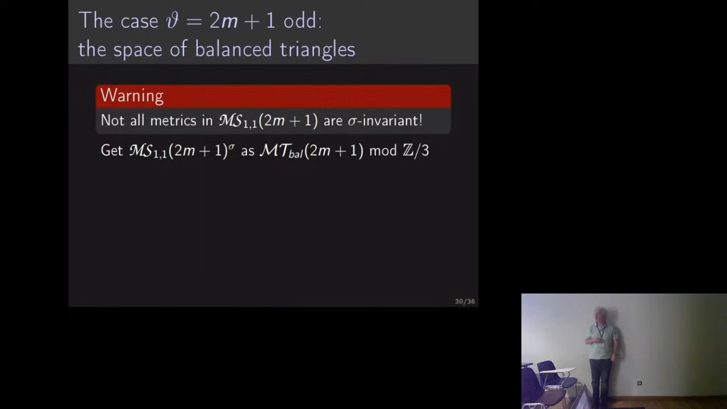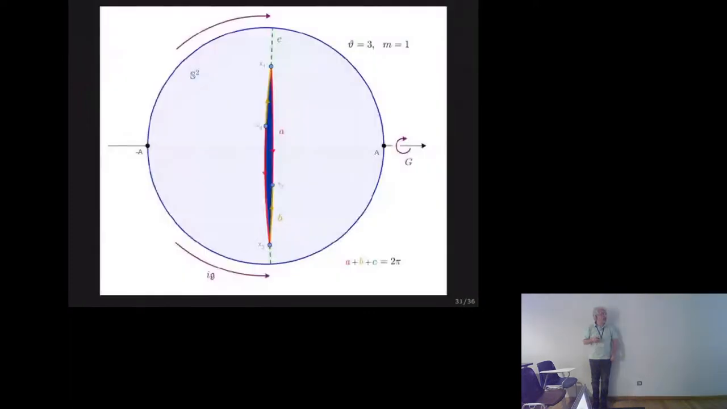I didn't say that all the metrics in the odd case are invariant under the involution, and the truth is they are not. So the construction I showed you before only allows us to construct the metrics which are invariant under this involution. But there are other metrics, and I show you in this picture.